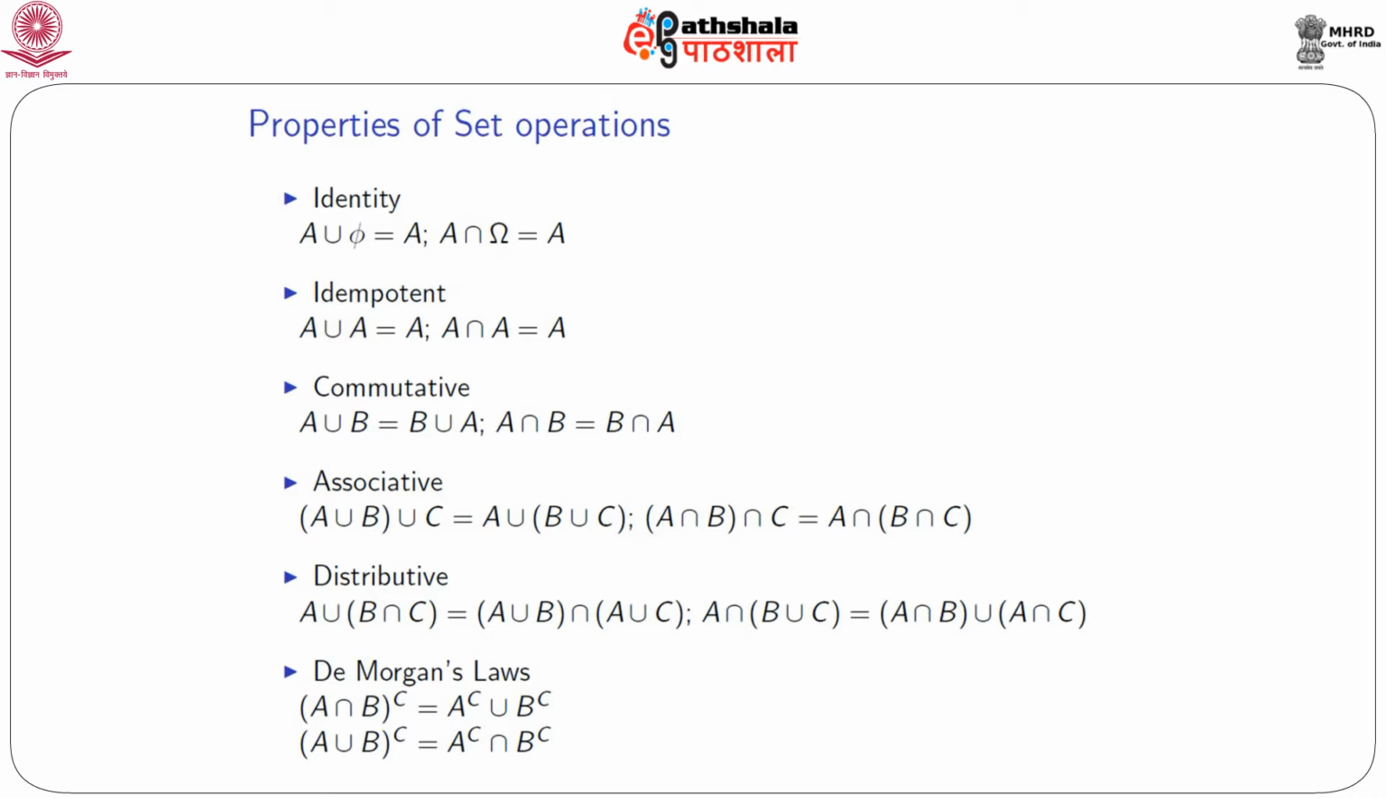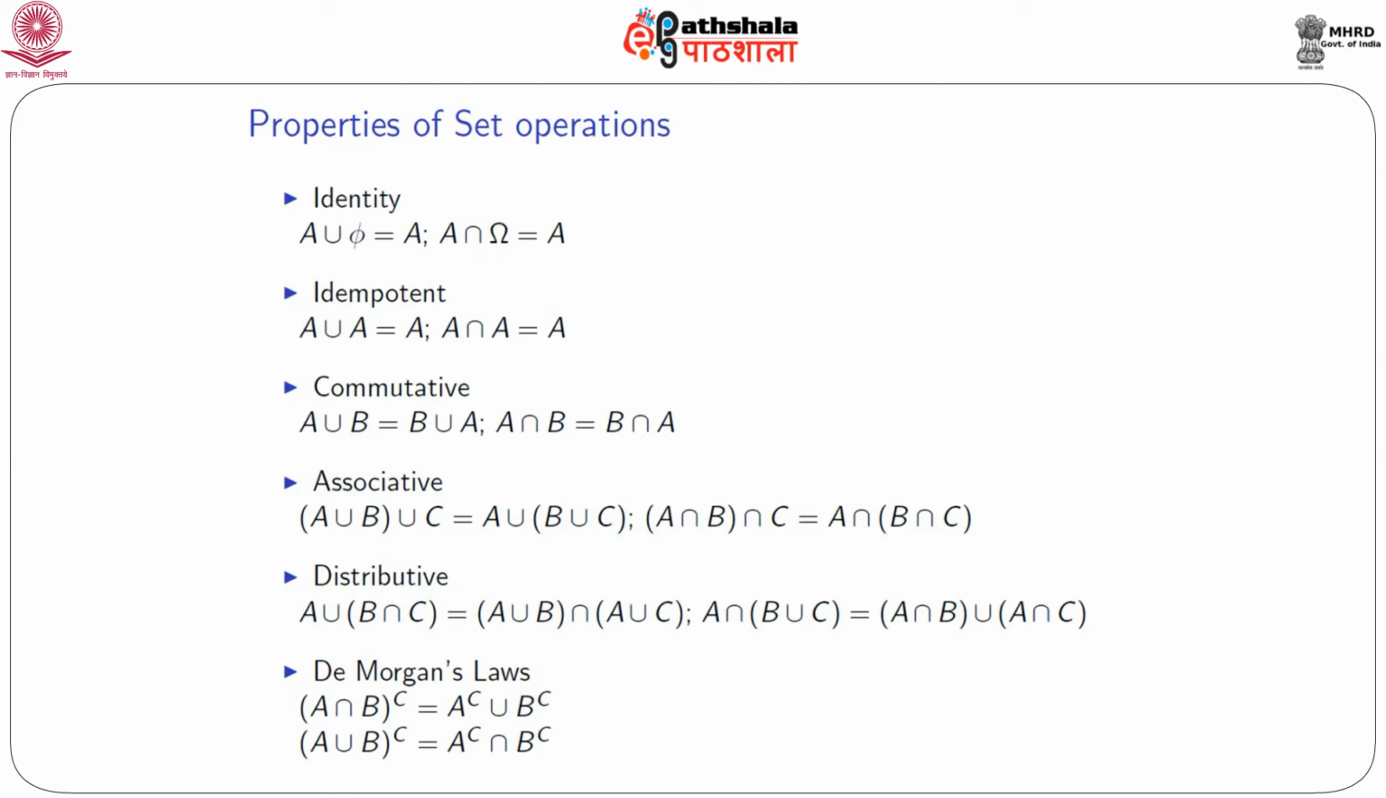Then we have a condition of idempotent. That means if you take the union of the same set, then you will be getting the same set, whereas if you take the intersection of the same sets, you will be getting the same set. We call this idempotent. Then we can show that the set operations are commutative. That means for two sets A and B, A union B is same as B union A, or A intersection B is same as B intersection A. So, this is the property we call commutative.